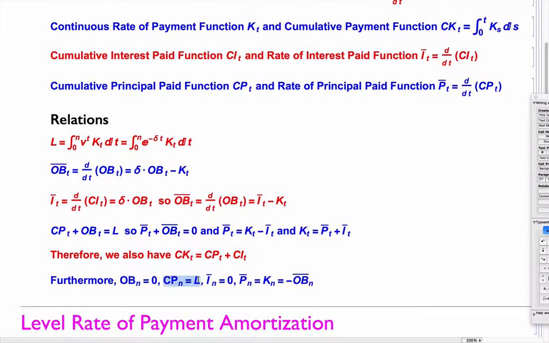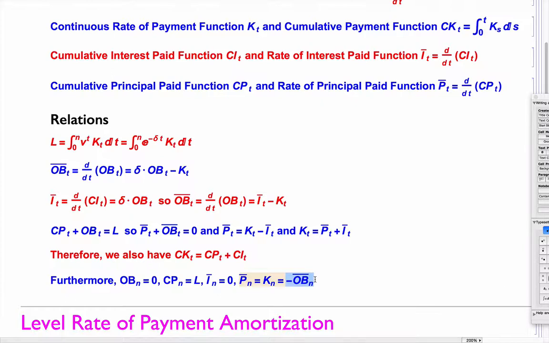You have a cumulative amount paid equal to the loan amount of principal paid, that is. You have a rate at which money is being paid toward interest of 0 at time n, an instantaneous rate, and the instantaneous rate at which money is being paid toward principal at time n equals the total rate of payment at time n, which is the opposite of the rate of payment toward the balance.